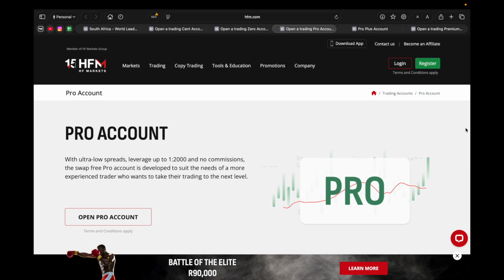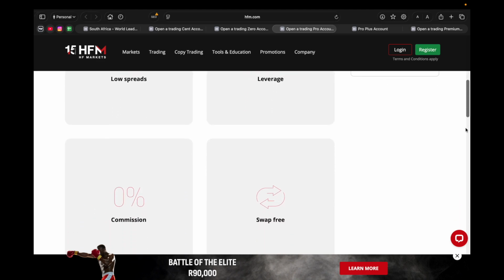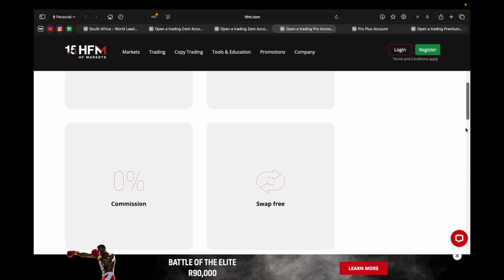The Pro account with ultra low spreads, leverage up to 1 to 2,000 and no commissions. The swap-free Pro account is developed to suit the needs of a more experienced trader who wants to take their trading to the next level. Low spreads, leverage 1 to 2,000, zero commission and swap free.